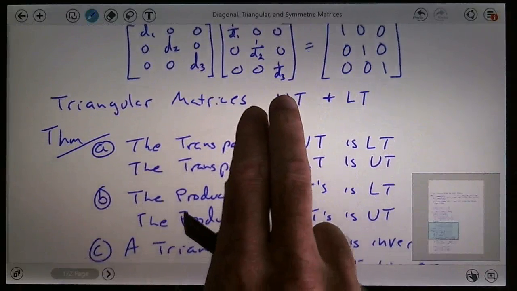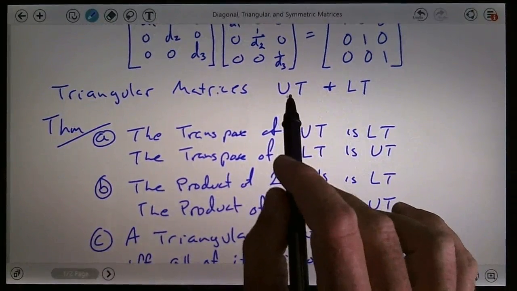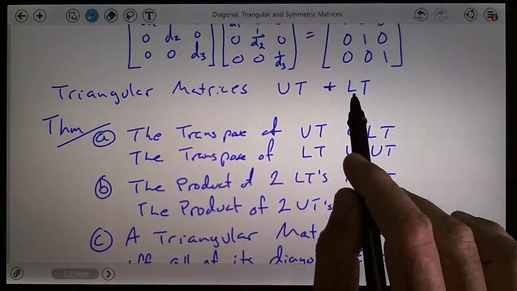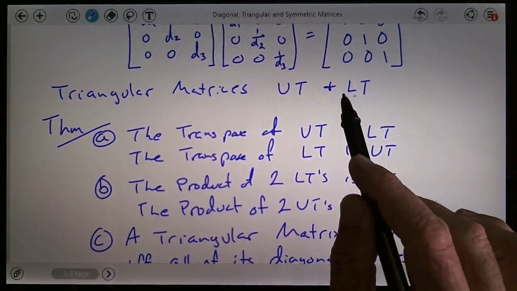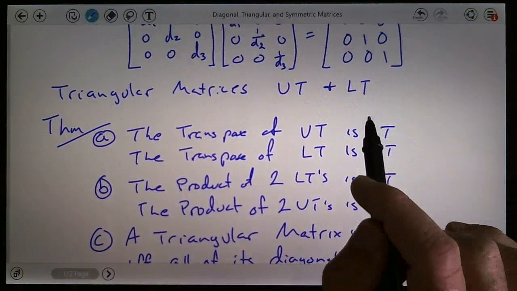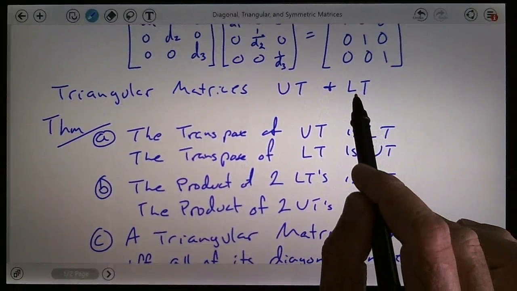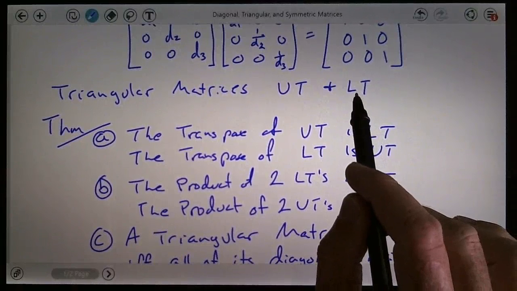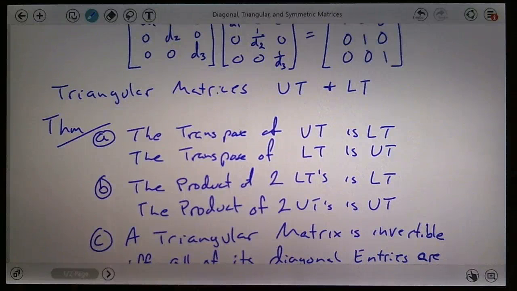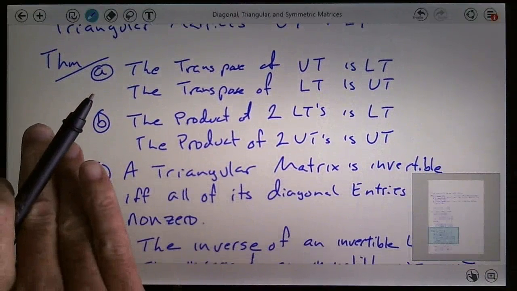Okay. Now, let's look at triangular matrices. Triangular matrices, I'm going to call UT and LT. UT is upper triangular, that's with zeros below the diagonal, and LT is lower triangular, that's with zeros above the diagonal. Not that all of the zeros in the matrices are above the diagonal, but everything above the diagonal is 0. So here we go. Here's a theorem. And these I'm really not going to prove. I think they're pretty evident.